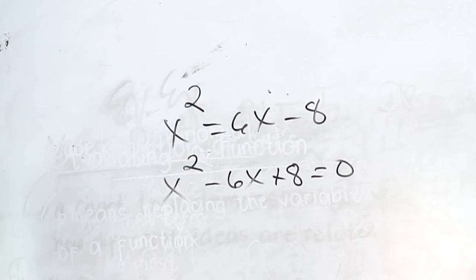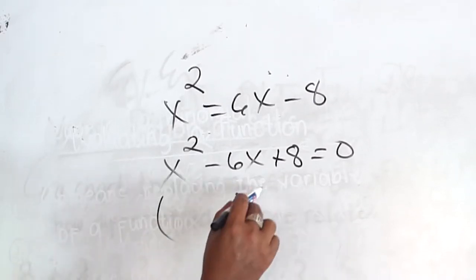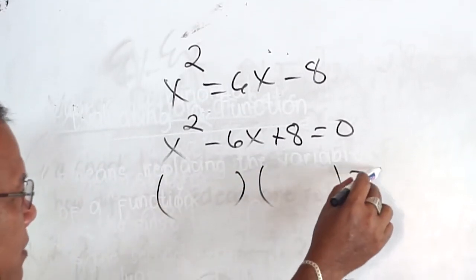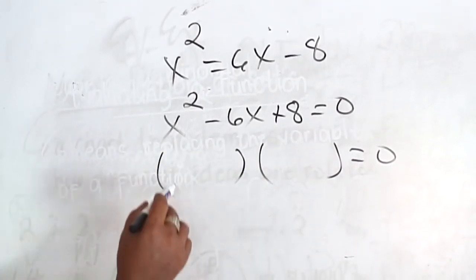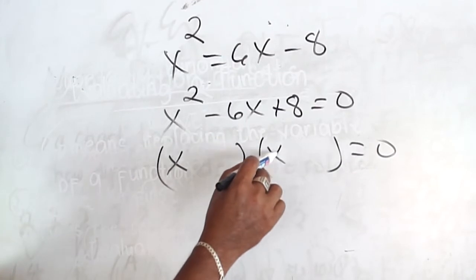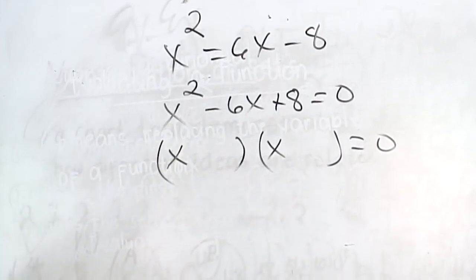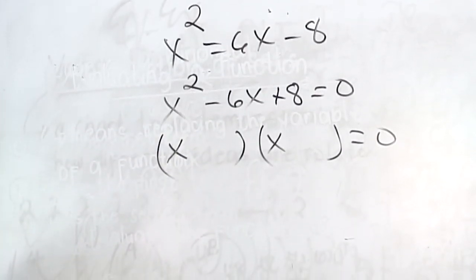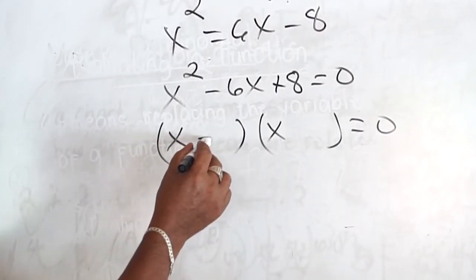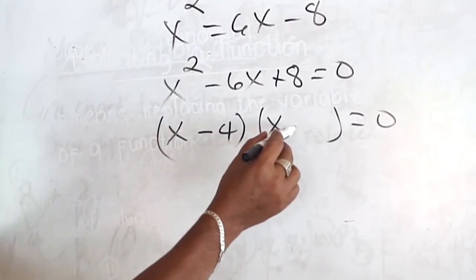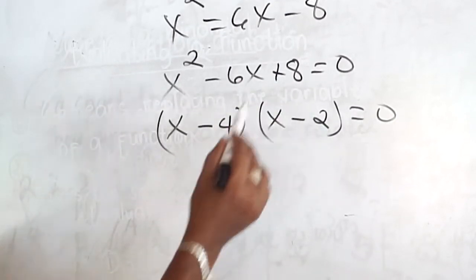Then find the two factors of x squared minus 6x plus 8 equals 0. So write two adjacent parentheses equals 0. The factors of x squared are x and x. Find the two factors of 8 whose sum is negative 6. So we have here negative 4 and negative 2.